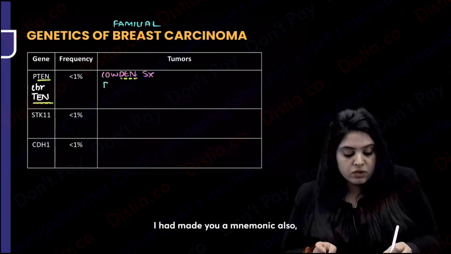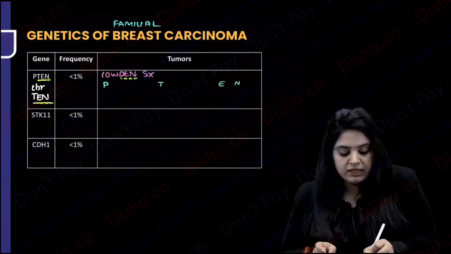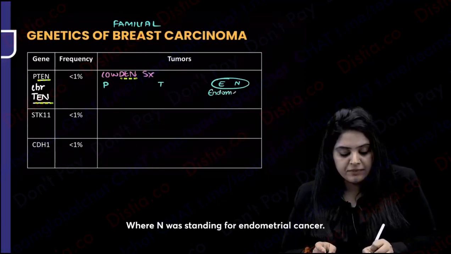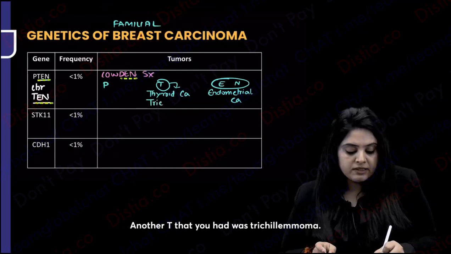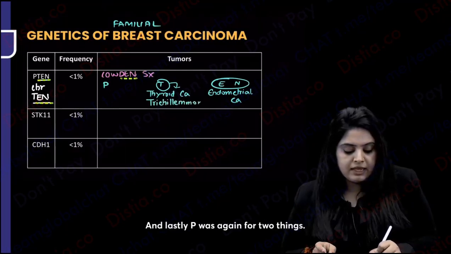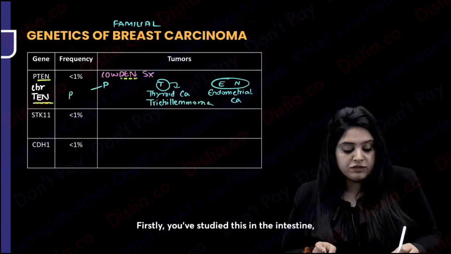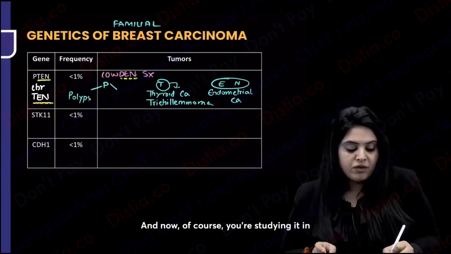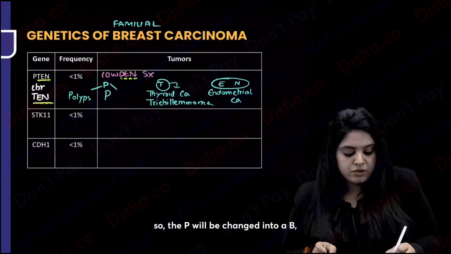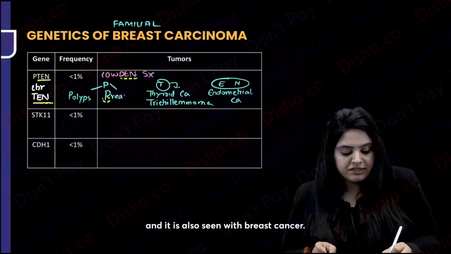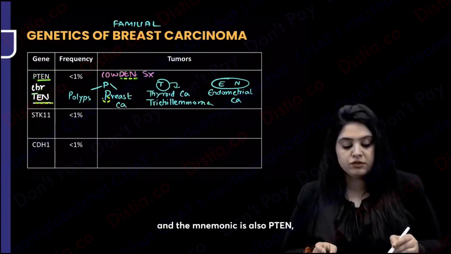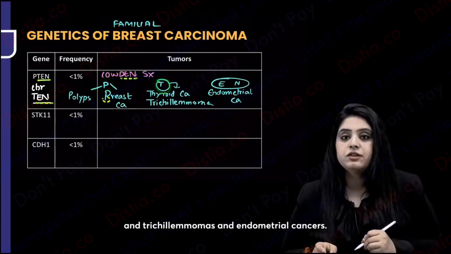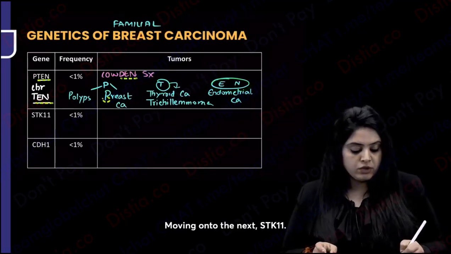And what all does it have? I had made you a mnemonic also, that the mnemonic of this was PTEN only, where N was standing for endometrial cancer. T was standing for two things. Number one was thyroid cancer, and another T that you had was trichilemmoma. And lastly, P was again for two things. Firstly, you studied this in the intestine, so it causes polyps. And now, of course, you're studying it in the breast cancer chapter. So the P will be changed into a B, and it is also seen with breast cancers. That is the mnemonic for Cowden, 10-10-den. PTEN, chromosome 10, Cowden, and the mnemonic is also PTEN, polyps and breast cancer, thyroid cancer and trichilemmomas, and endometrial cancers.